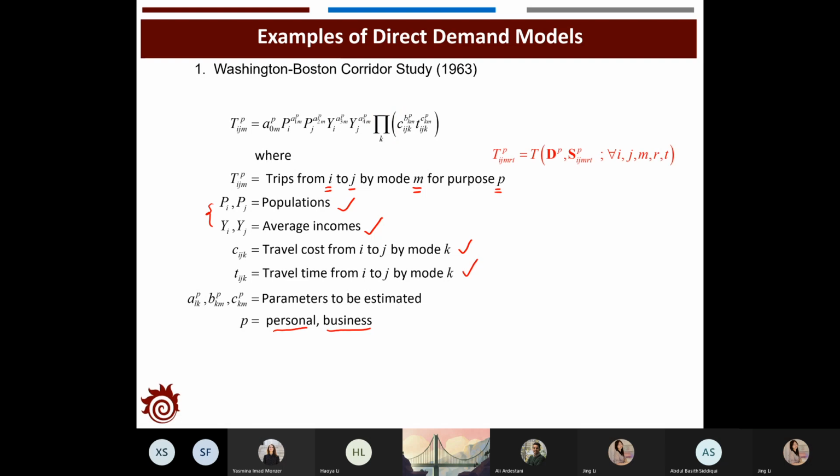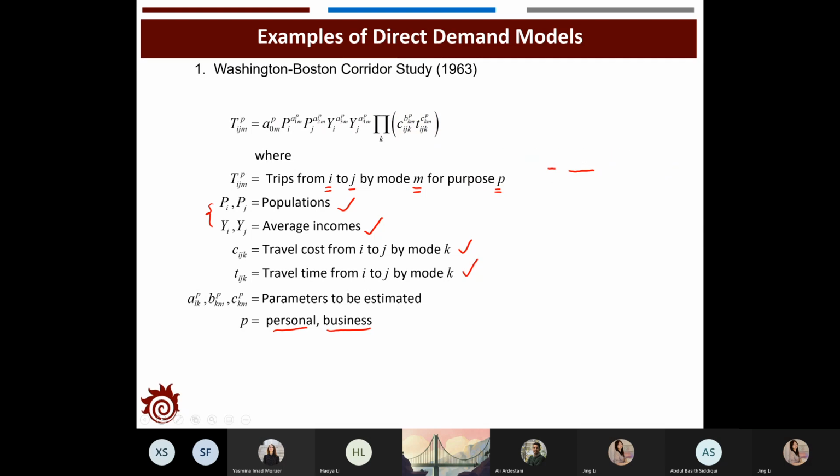If we refer to the original definition of direct demand models, we have the demand variables and the supply variables. In this model, the part with respect to population and income is defined as the demand parameters, and the supply part is related to the cost of the trip and the travel time of the trip with a specific mode. This is one typical direct demand model.